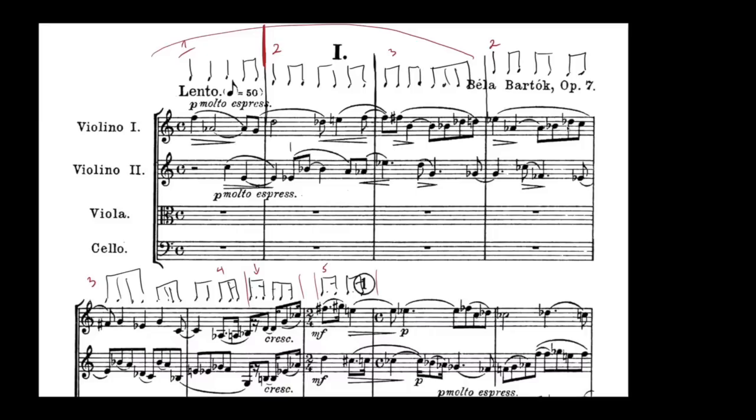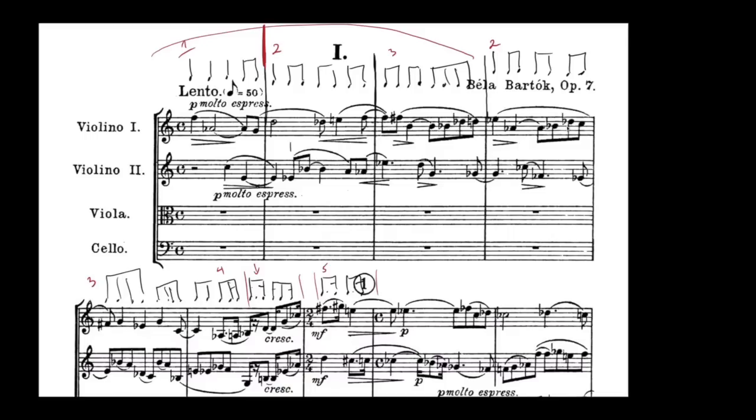After measure 3, he doesn't go back to measure 1. So he doesn't go back to our starting point. And that makes us feel like the piece is continuing to develop because our harmonic rhythm is constantly developing. So here we get rhythm 2, and then he gives us rhythm 3 again.